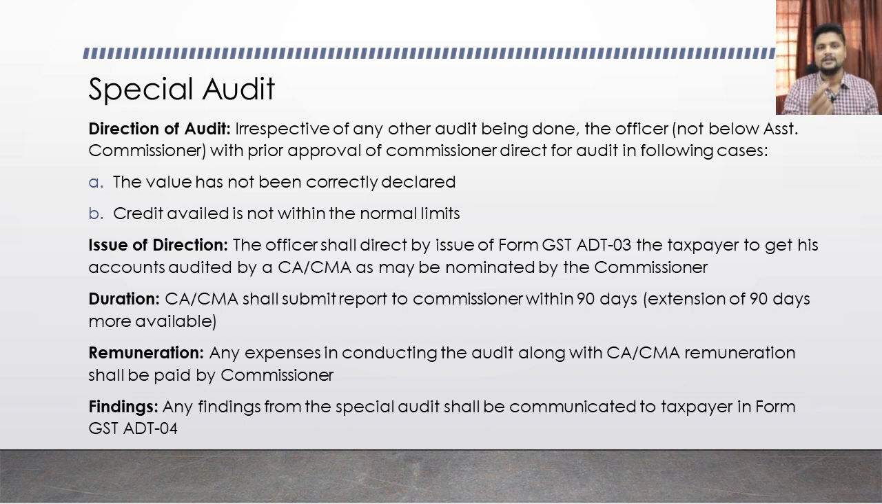and management accountant. In the first type of audit, if the turnover threshold limit is crossed, then the taxpayer has to mandatorily get his books of accounts audited. That is mandatory. Here it is not automatic. If the officer issues a direction, then based on that direction, the taxpayer has to get the books of accounts audited by a CA or CMA.